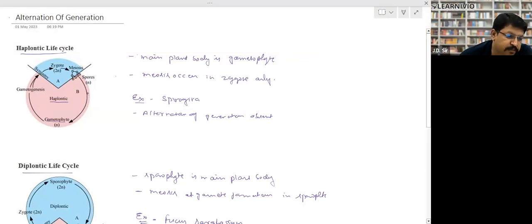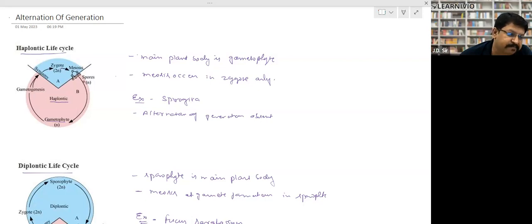Look, this pink color represents the haplontic life cycle, where the major time span of the life cycle is dominated by a haploid organism. And this haploid organism or haploid plant is gametophyte, right? So most of the time, the gametophyte will represent the life cycle. The only diploid cell will be the zygote.